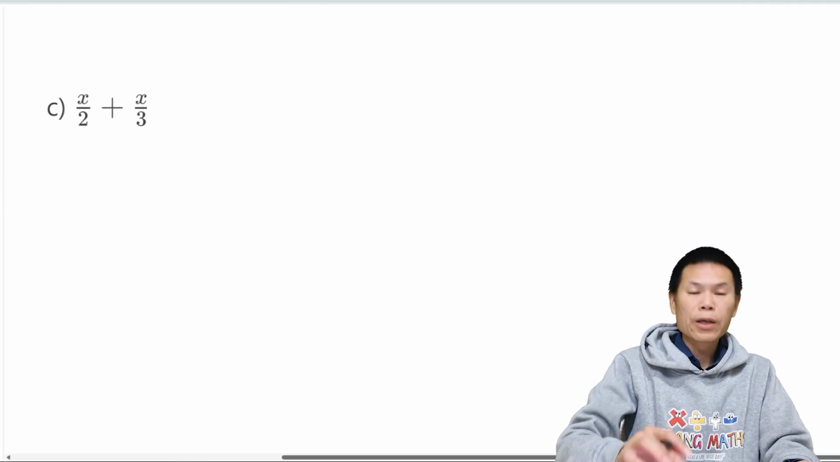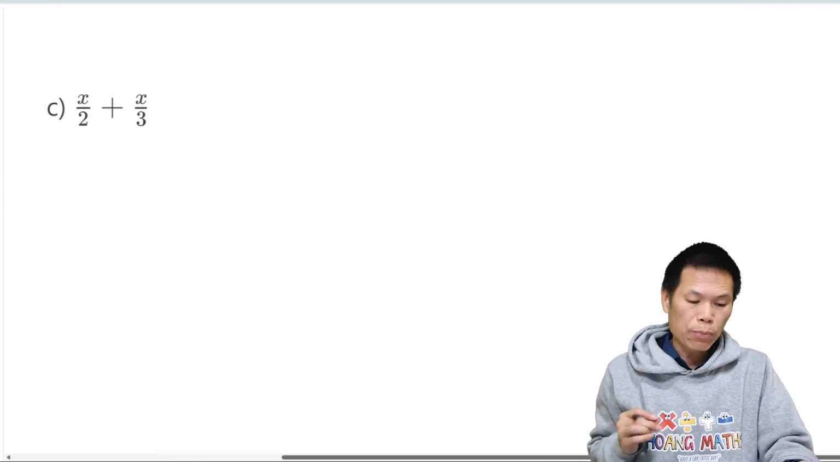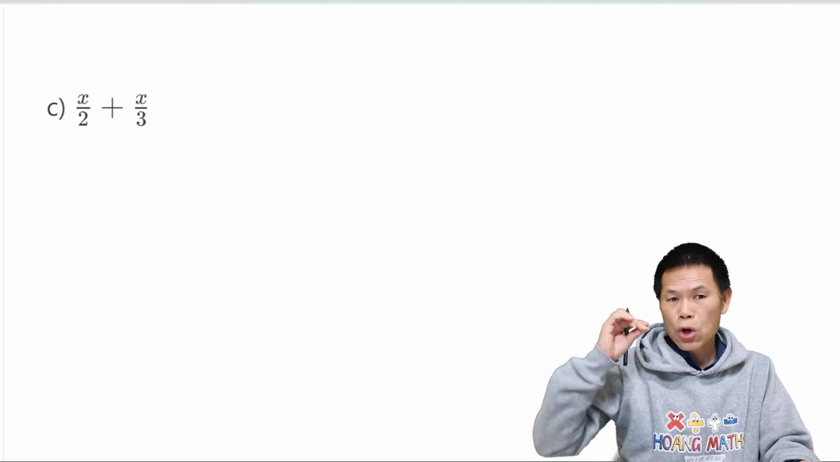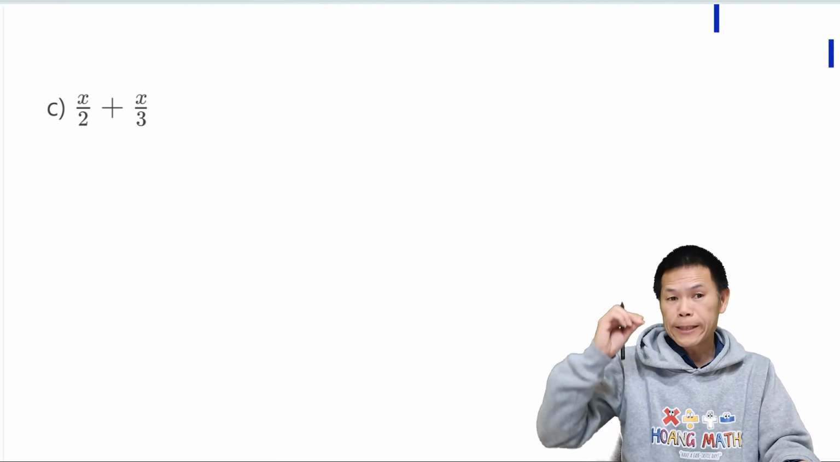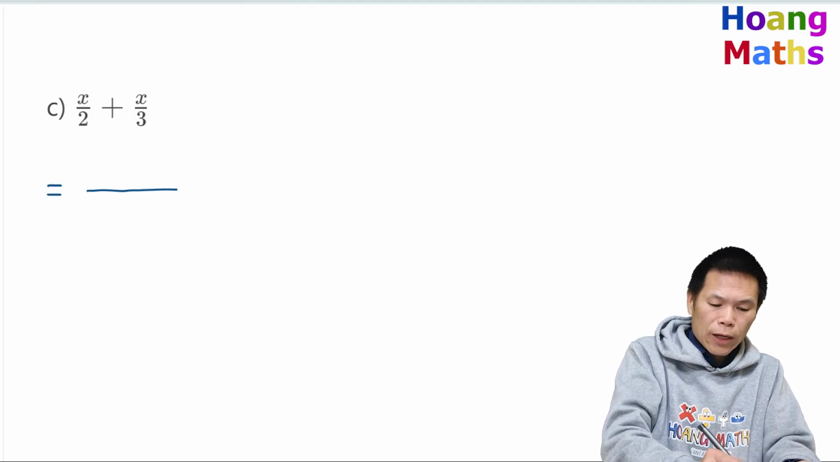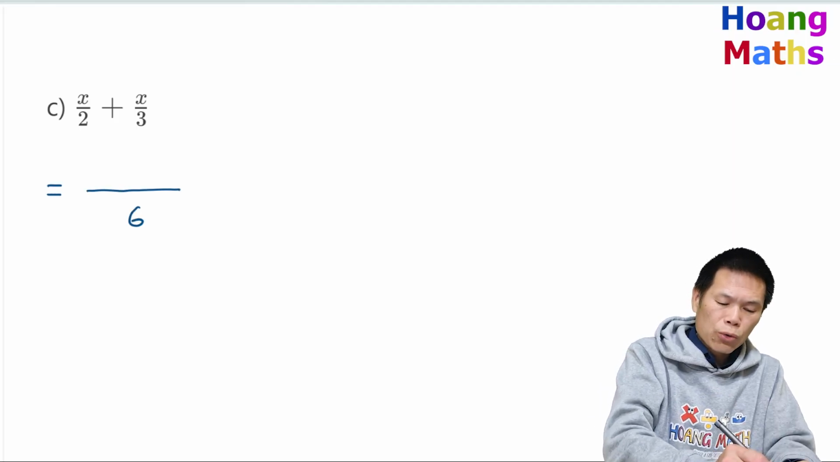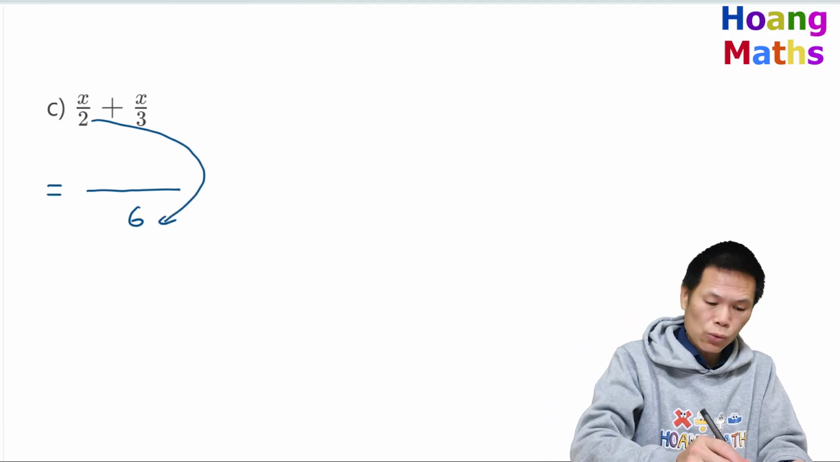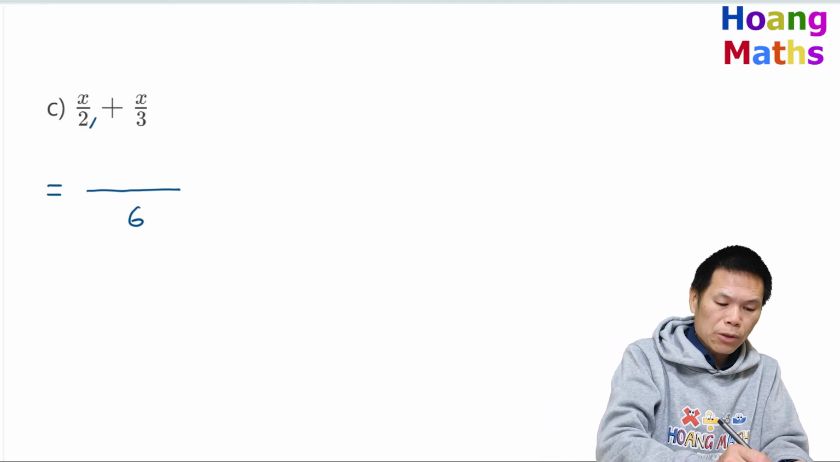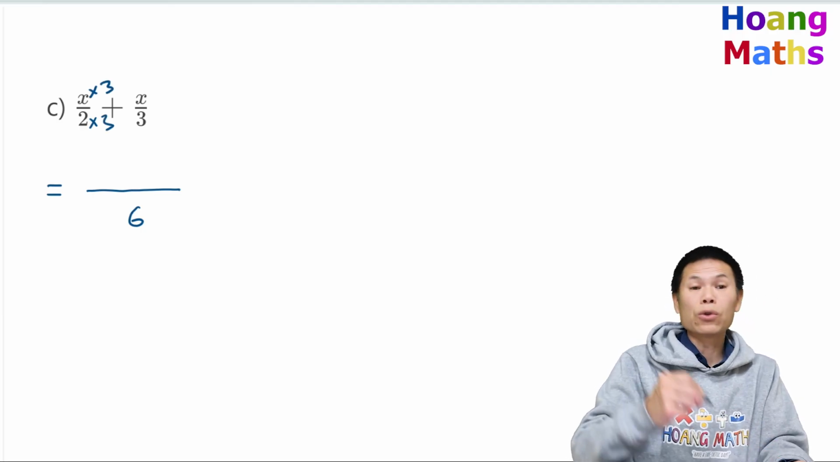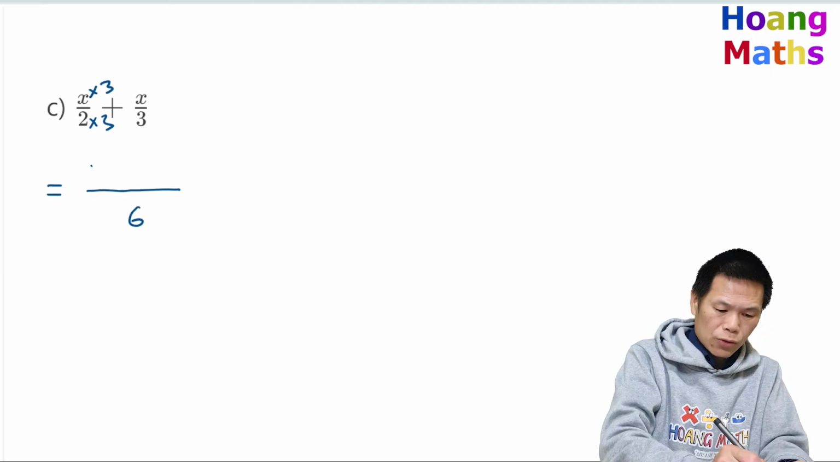Part C. The lowest common multiple of 2 and 3 is 6. In another word, the lowest common denominator is 6. So that is equal to, I just write here, 6. From 2 to 6 is 3 times, because 3 times 2 is 6. So we need to times 3 to get 6, and therefore the top times 3 as well. So 3 times x is 3x.